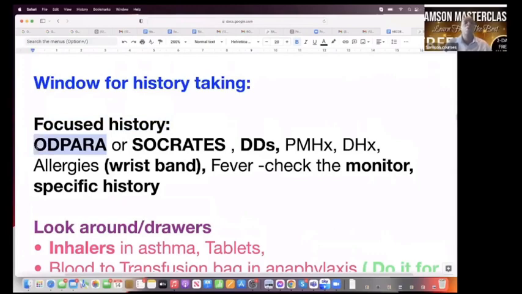Then we'll be able to do the SOCRATES-style questions, starting with the onset. Did your shortness of breath come on suddenly or gradually? When did you start experiencing it? Is it getting any worse? Progression. Aggravation, anything that makes it worse; relieving, anything that makes it better. Associations is our differential diagnosis. We're going to ask questions for a differential diagnosis.